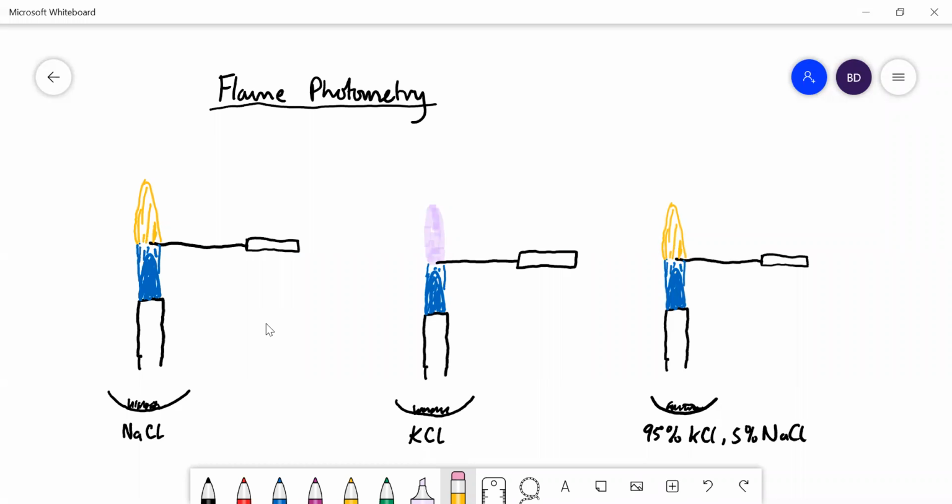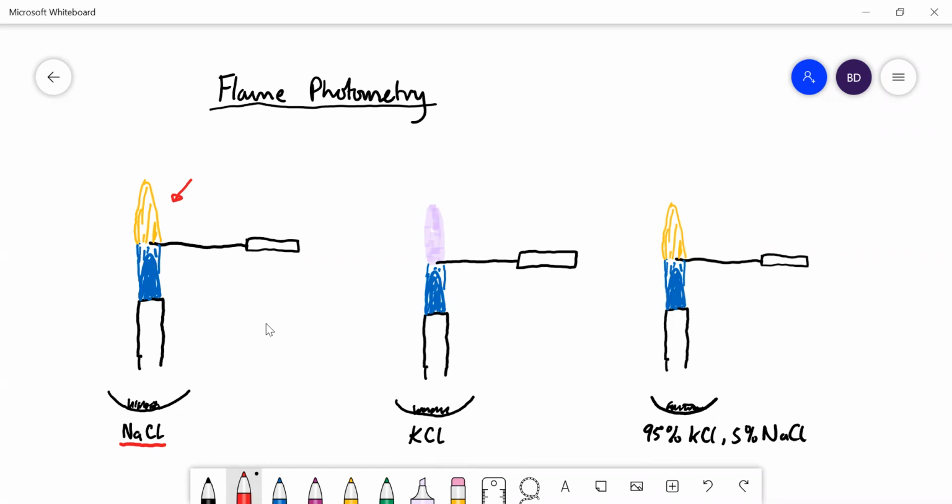In this video, we're going to look at an instrumental method of analyzing things called flame photometry. It's based on flame tests. So if we look here, we're doing a flame test on some sodium chloride. We've got a dish of sodium chloride, put some in the flame, and in the Bunsen flame, you get the characteristic yellow color associated with sodium.